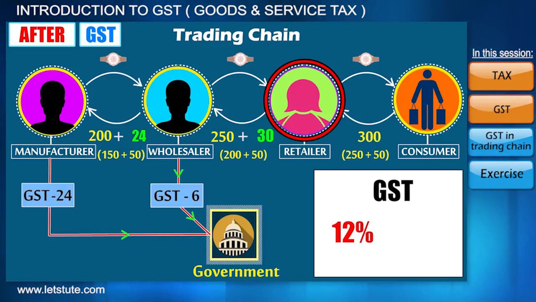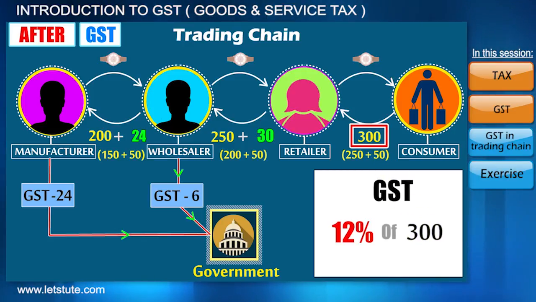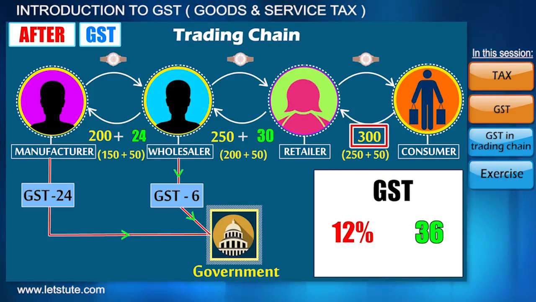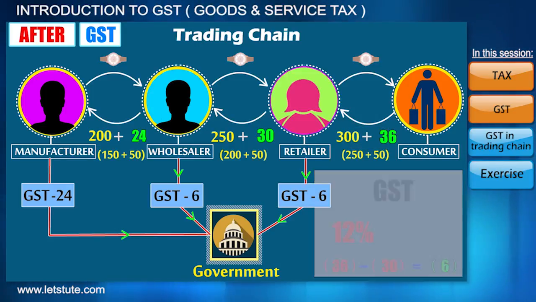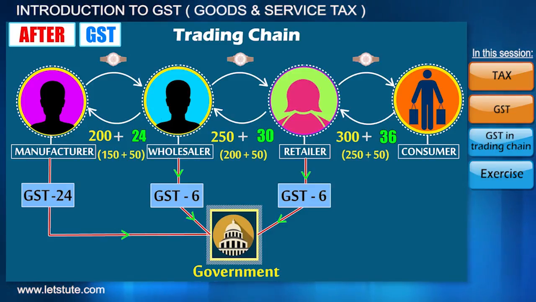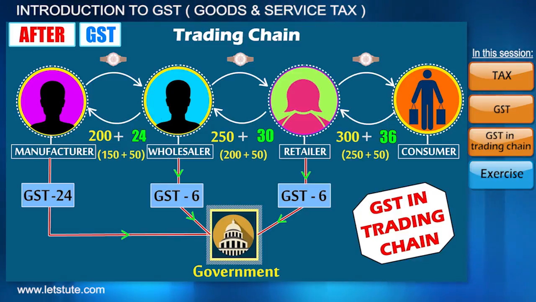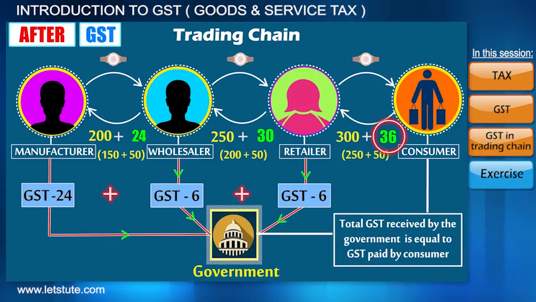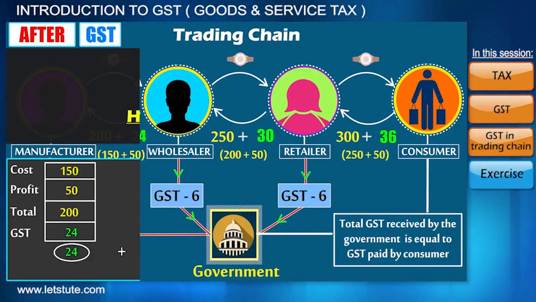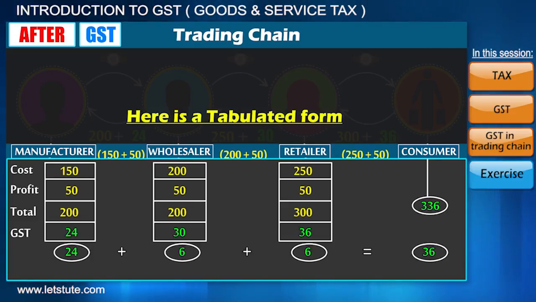Alright. Similarly, the retailer will collect GST from the consumer, that is 12% of 300, which is 36 rupees. And again, as he has already paid 30 rupees to wholesaler, remaining 6 rupees will be paid to government. This process or series of people involved in trading of a product is called GST in trading chain. An interesting thing that can be seen over here is the total GST received by the government is the GST paid by the consumer. So here we understood how GST is applied on a product that we purchase using a simple example of wristwatch. A similar logic can be applied in case of services.